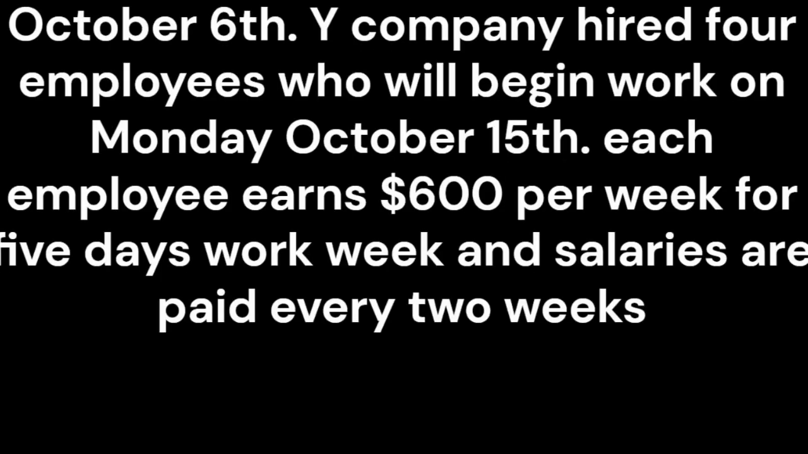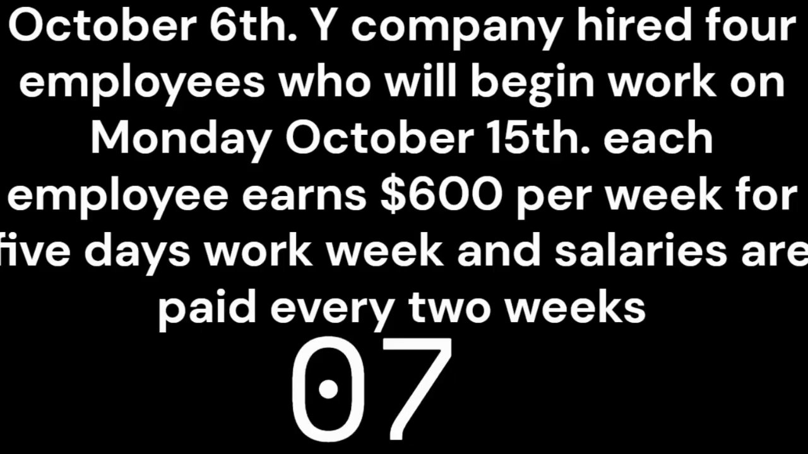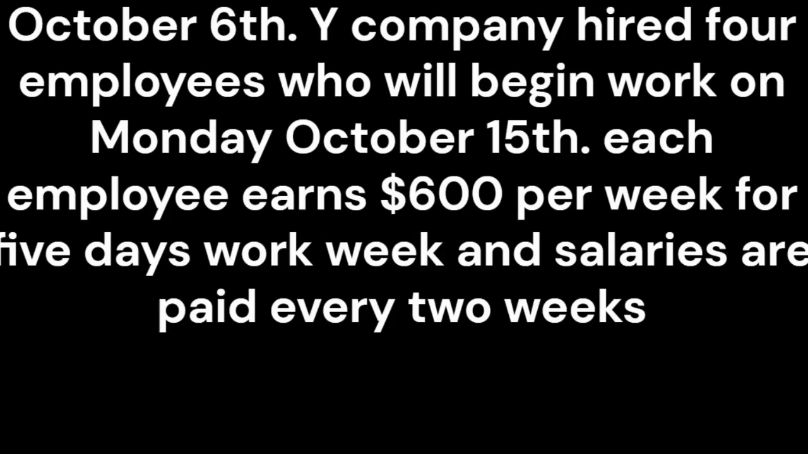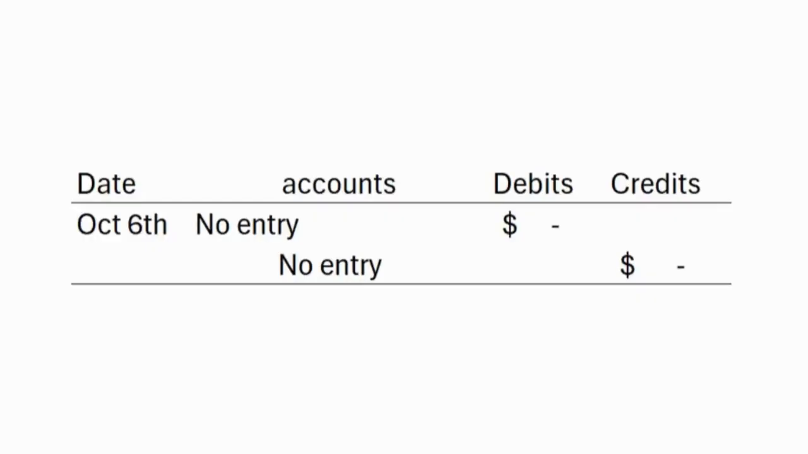October 6th. Y company hired 4 employees who will begin work on Monday, October 15th. Each employee earns $600 per week for a 5-day workweek, and salaries are paid every 2 weeks. Answer: no accounting transaction is recorded on this date. At this point, there is only an agreement. No work has been performed yet, and no payment is due.